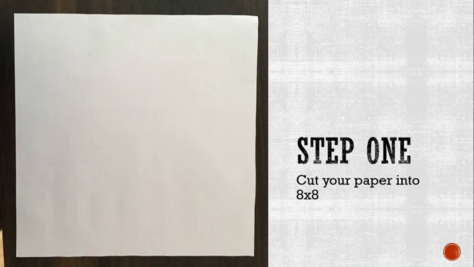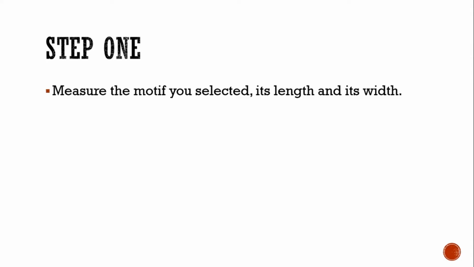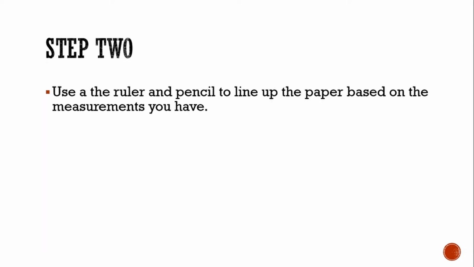Alright, so step 1, you cut your paper into 8 by 8. Simple. Get your cartridge paper, cut it in the desired size, and move forward. Alright, so you're going to measure the motif you selected. So if you decided to use a bottle cap, you're going to measure it to make sure that you get the size that you need. Alright, so I'm going to use the marker, so I measured the marker to ensure that the marker can fit within the spaces that I organized.